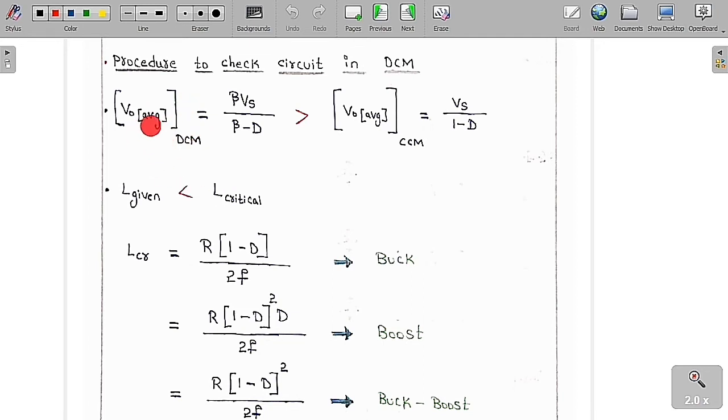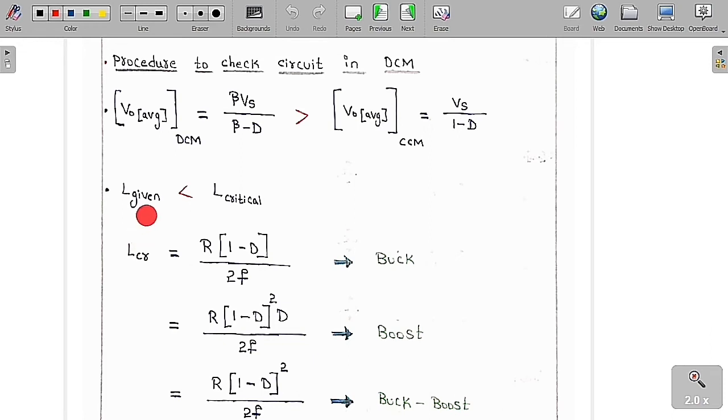So the average value of the output voltage in the discontinuous conduction mode is always greater than the average value of the output voltage in the continuous conduction mode. In discontinuous conduction mode it is beta into Vs by beta minus d, whereas in continuous conduction mode it is Vs by 1 minus d. Because beta is less than 1, the discontinuous mode average output voltage is always greater.